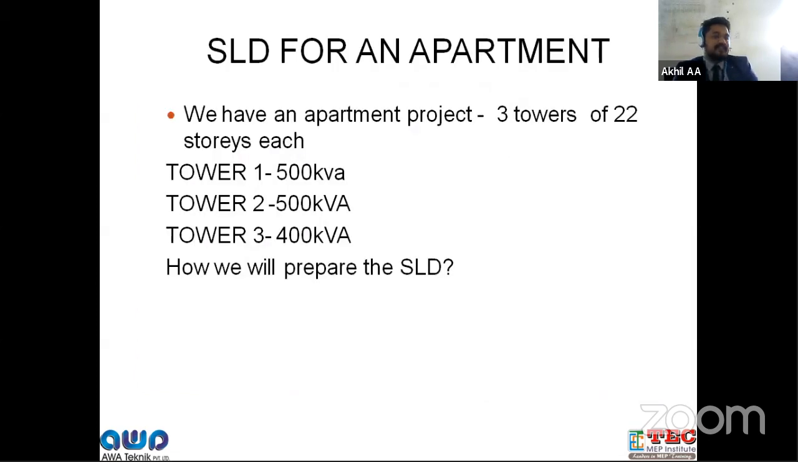So here I have an example. We have a requirement, like we are doing an apartment project. In the compound we have 3 towers, and each tower is having 22 stories. I have already calculated these values. Tower 1 is having 500 kVA transformer, tower 2 is having 500 kVA transformer, and tower 3 is having 400 kVA transformer. So we have 3 transformers in the compound, usually for 3 towers. So how will we be going through this single line diagram? Let us go to the single line diagram.